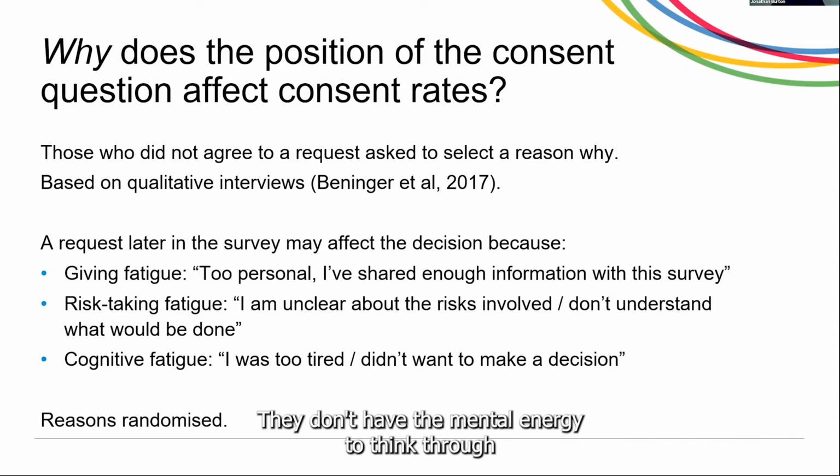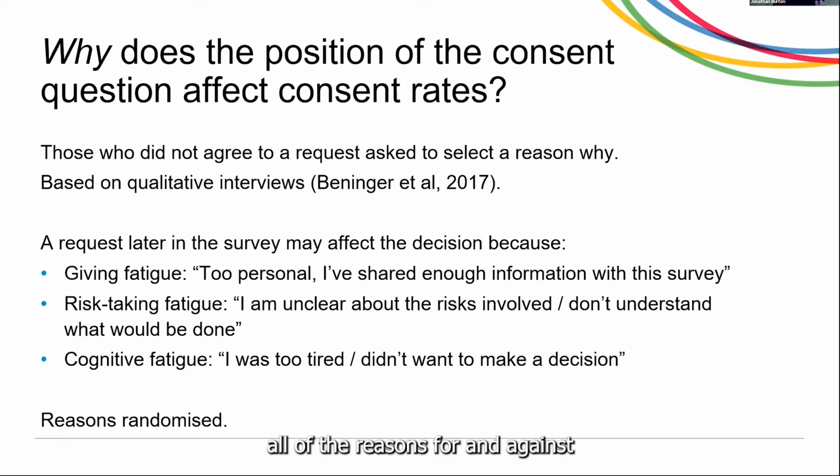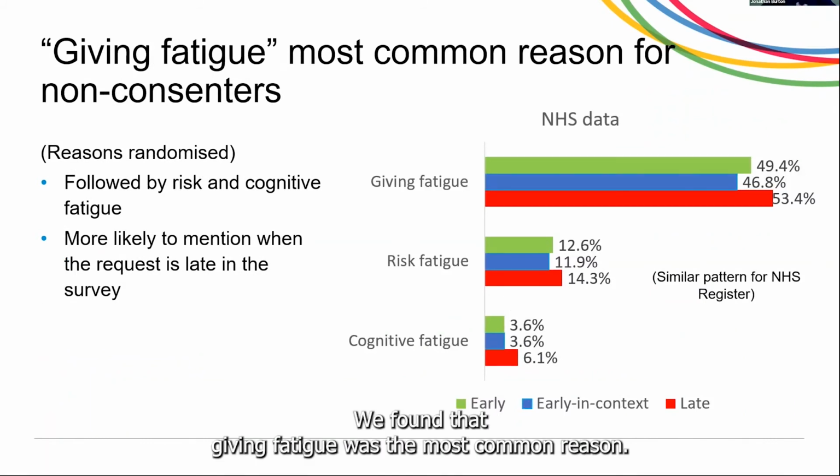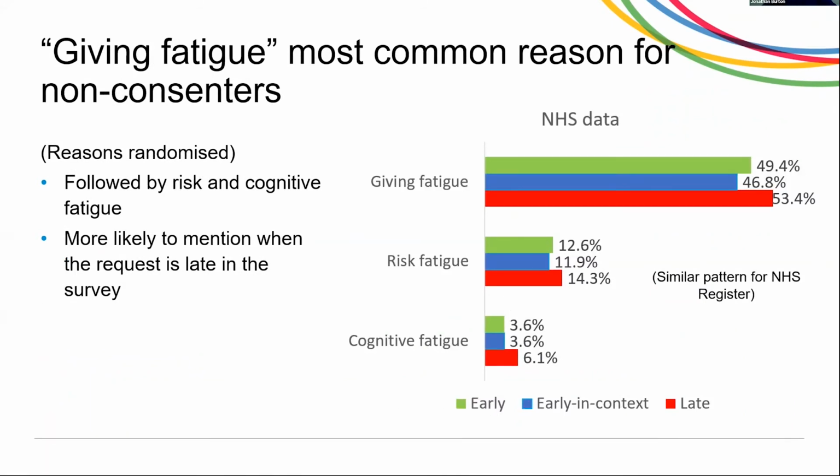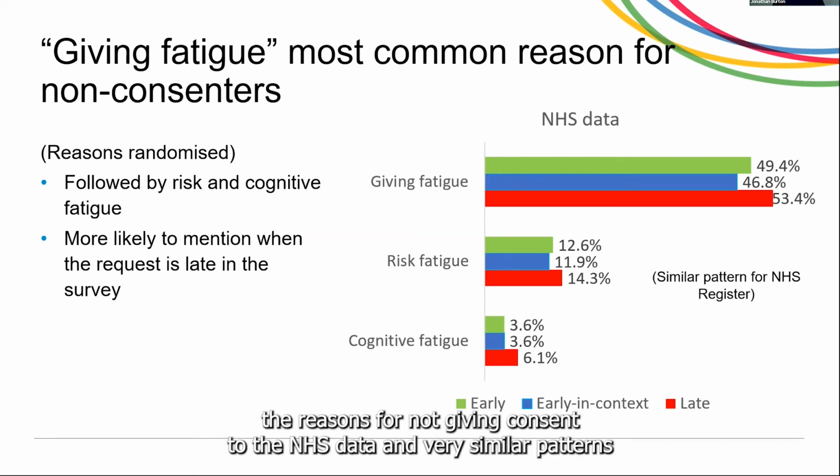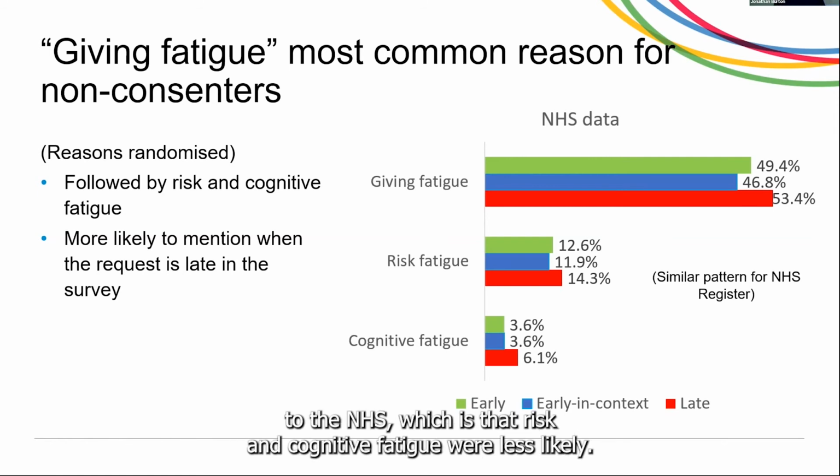They don't have the mental energy to think through all of the reasons for and against consenting, and so it's just easier to say no. And we randomized those reasons, so they weren't always in the same order. We found that giving fatigue was the most common reason for non-consenters. And again, just to highlight, the reasons were randomized, so this wasn't a primacy or recency effect. And the graph here shows the reasons for not giving consent for the NHS data, and it's a very similar pattern for the NHS register.